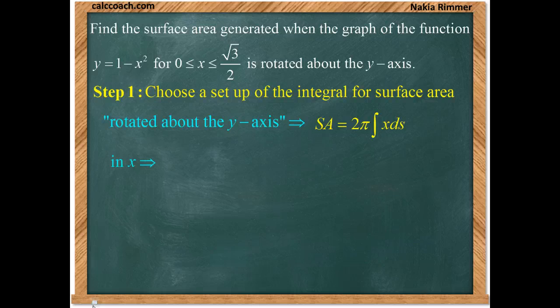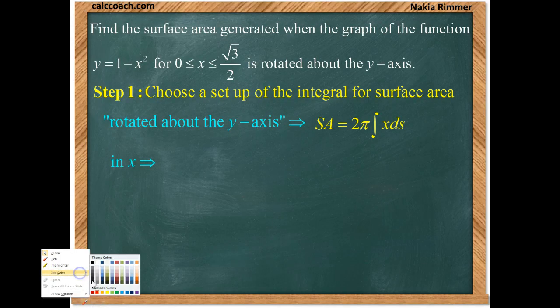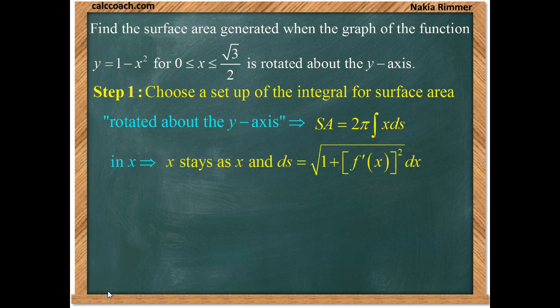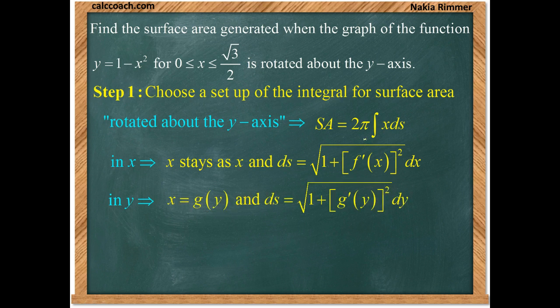Let's take a look. If you're going to do it in x, then x is going to stay as an x. And then the ds part of the integral will be the part from arc length that has the formula with x in it. If you decide, though, to do the integral in terms of y, then the x can't stay there. If the integral's in y, you can't have an x there. So we replace that x with the formula g of y. And then the ds part will be the y version of the arc length formula.